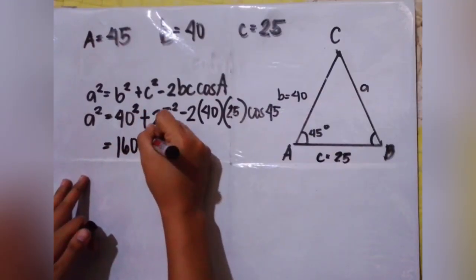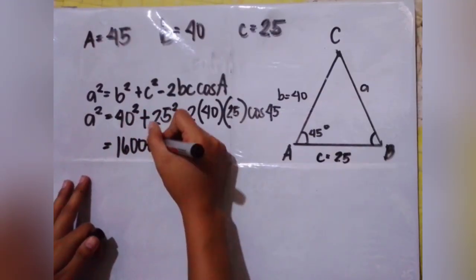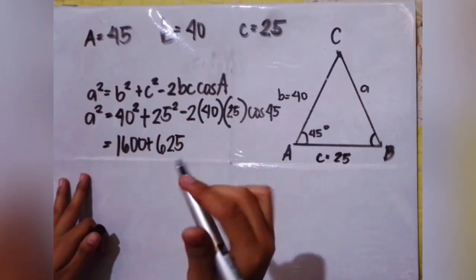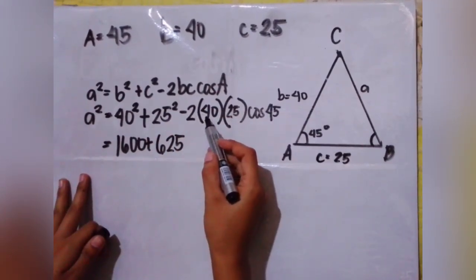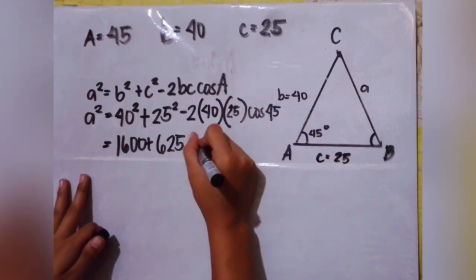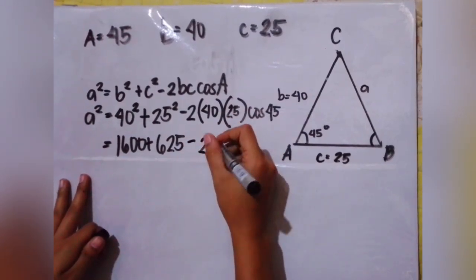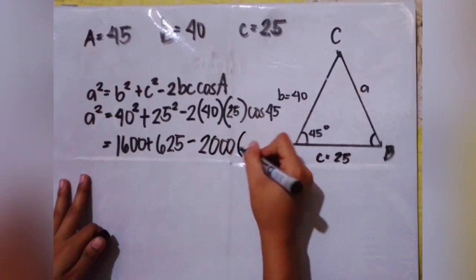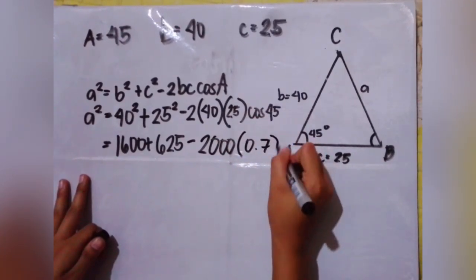40 times 40 is equal to 1,600 plus 25 times 25 is equal to 625. 2 times 40 times 25 is equal to 2,000. Cosine 45 is equal to 0.7.